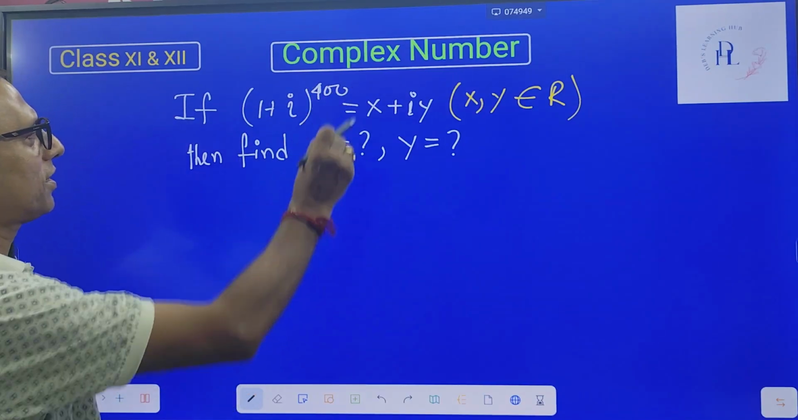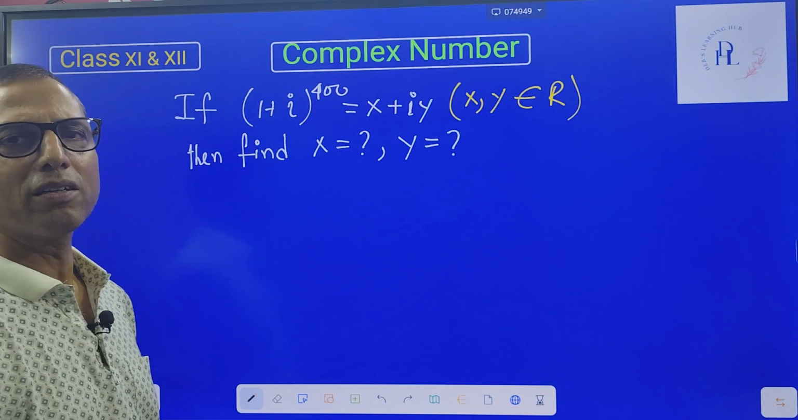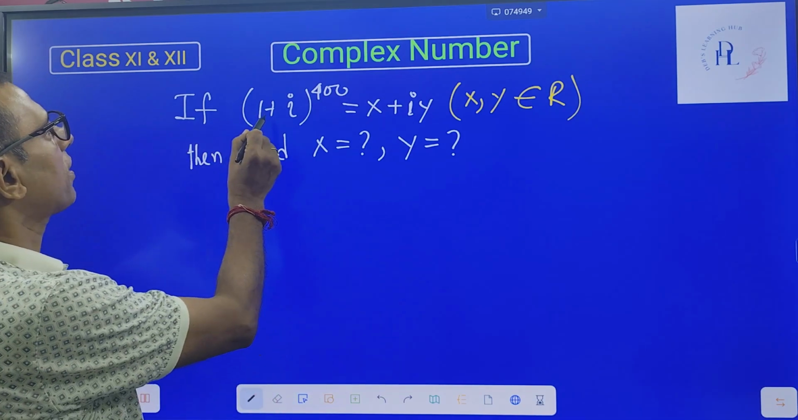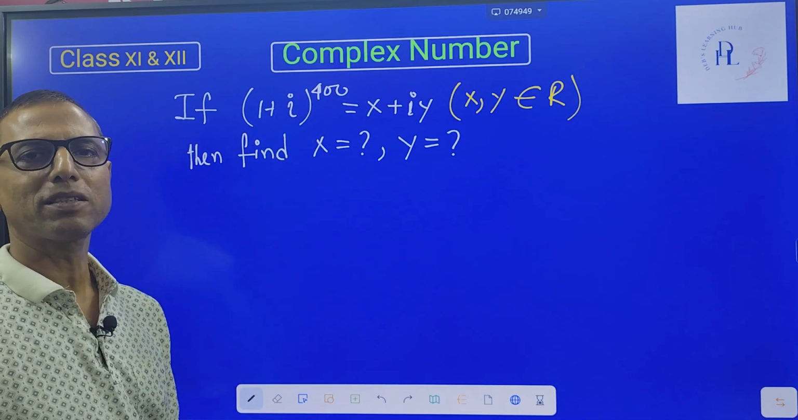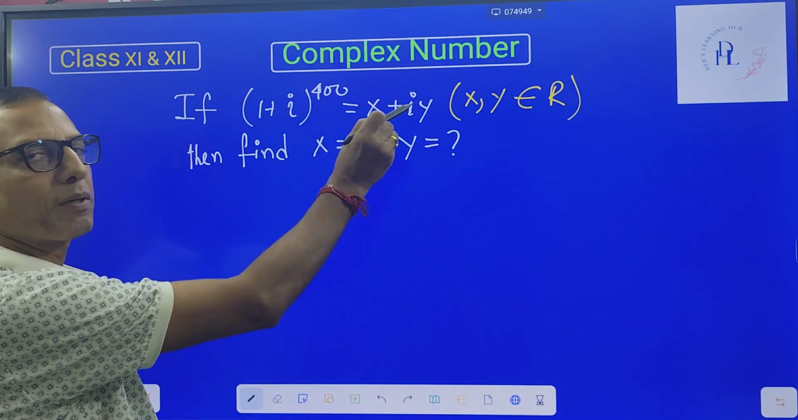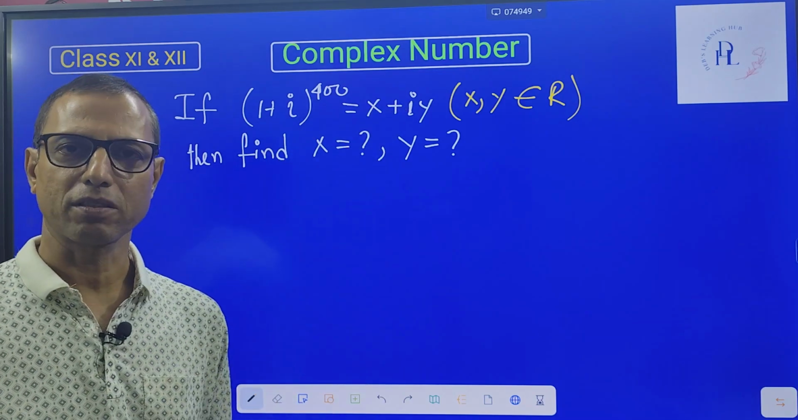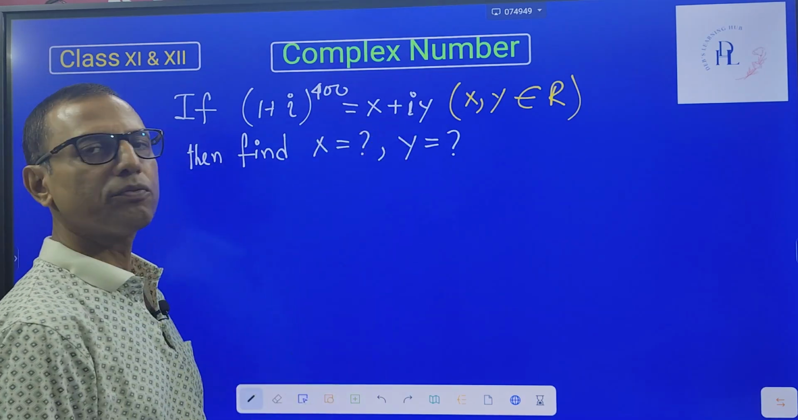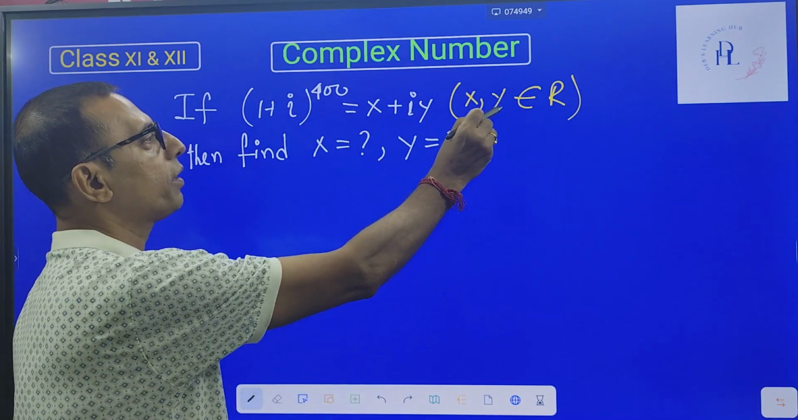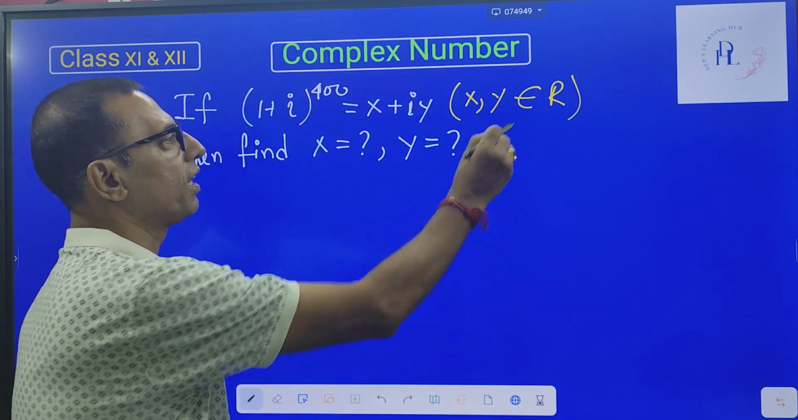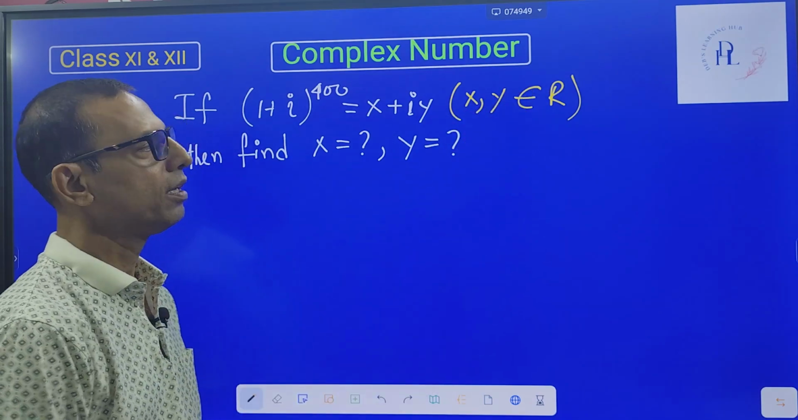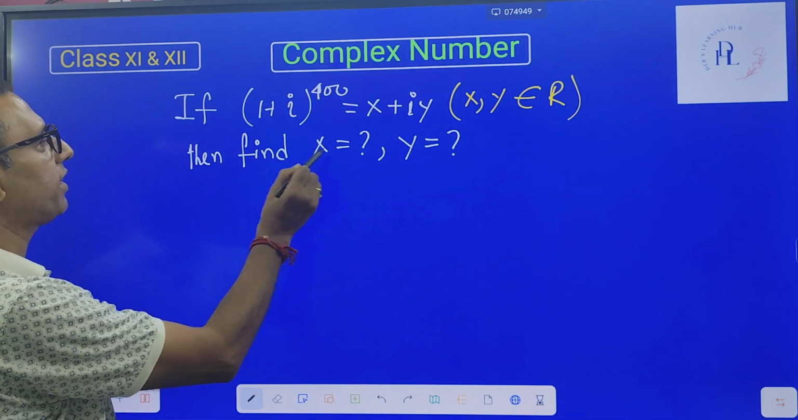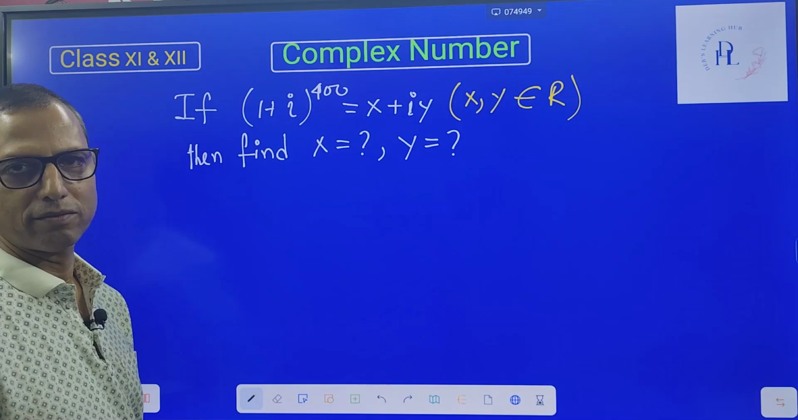We'll do a simple but tricky example on complex numbers. If (1 + i)^400 = x + iy, this is a standard form of complex number. ये तो आपको पता है अभी तक, राइट? तो x और y का वैल्यू क्या है? x और y कंडीशन जो है दोनों ही सबसेट ऑफ रियल नंबर्स, R मींस रियल, x and y both are subsets of real numbers. Then find the value of x and y.